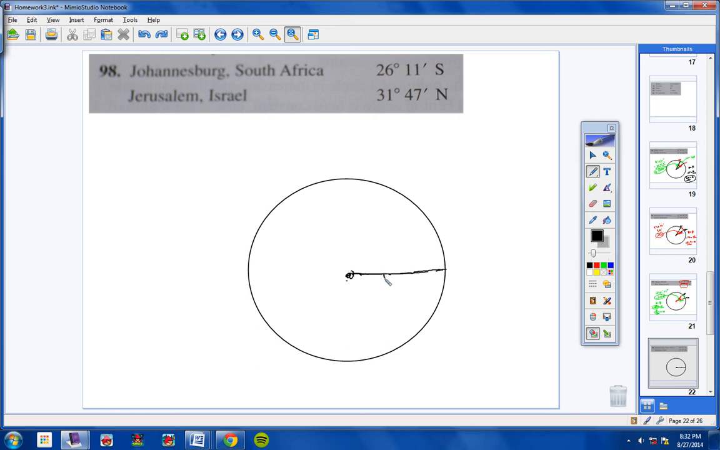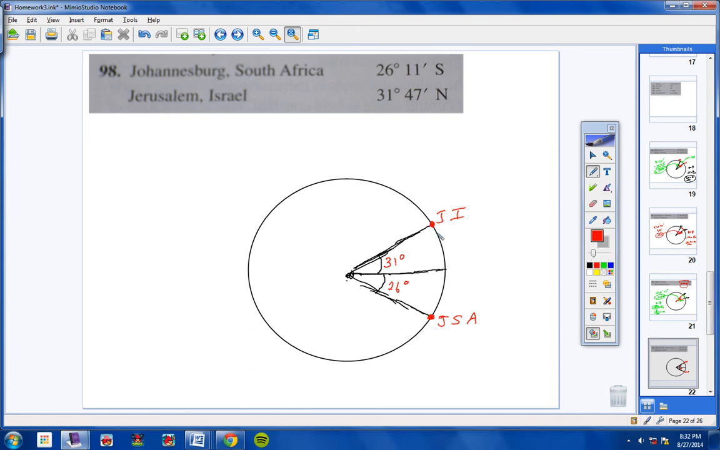Okay, so we're going to go 26 degrees south. So we're going to rotate this way about 26 degrees. That looks good. And we're going to label this point here on the surface of the Earth, Johannesburg, South Africa, and we're going to go ahead and put 26 degrees here. Of course, I'm rounding that. And now we're going to go to north 31 degrees. So we're going to rotate up about 31 degrees. That looks good enough. Again, we're just estimating, and we'll put a point right here, and this point will be Jerusalem, Israel. Okay, and so this angle right here is about 31 degrees.